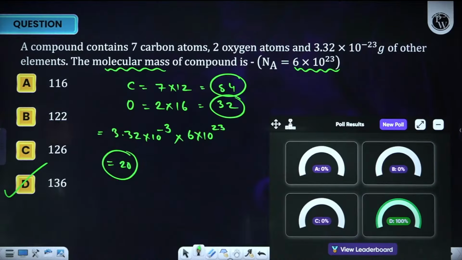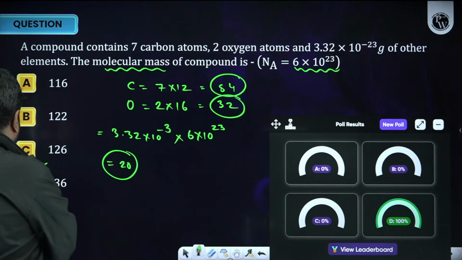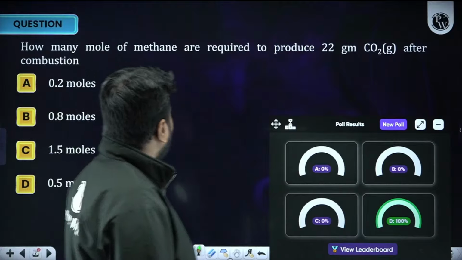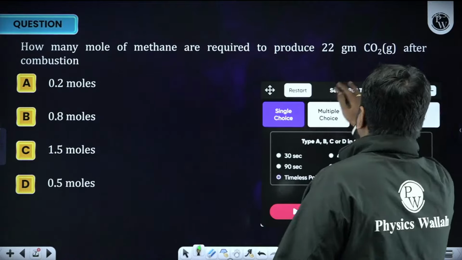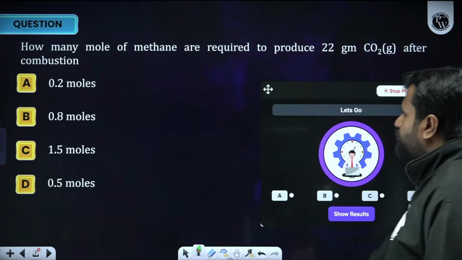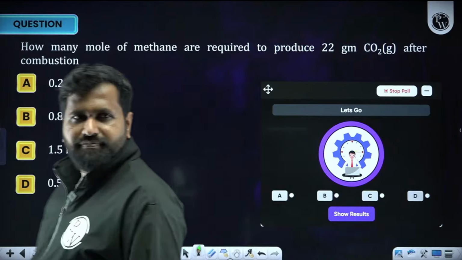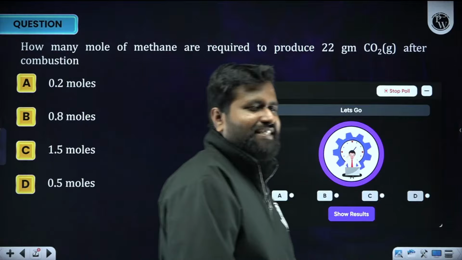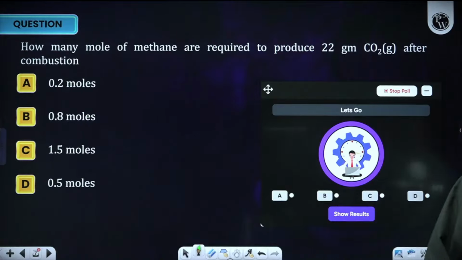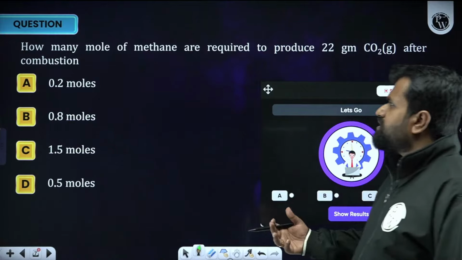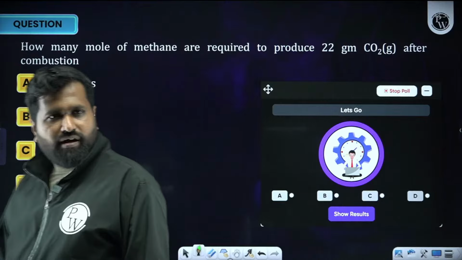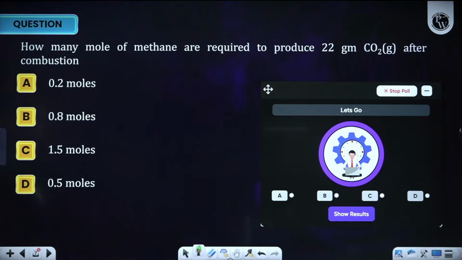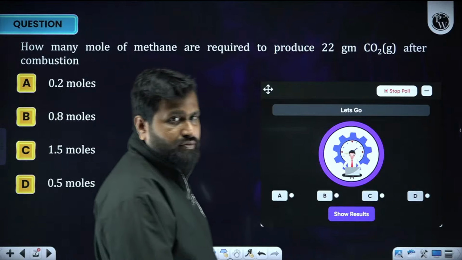Clear? Next question. How many moles of methane are required to produce 22 gram of CO2 after combustion?